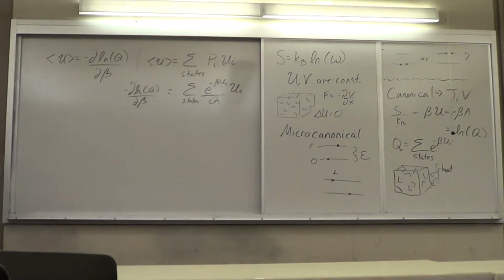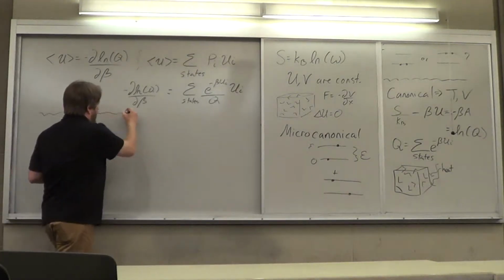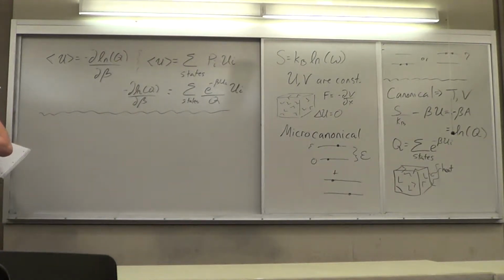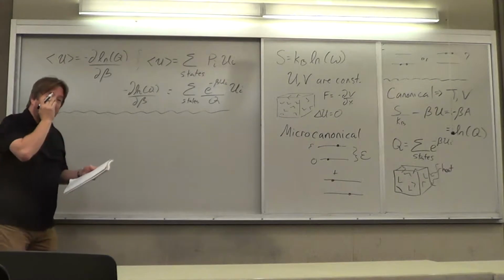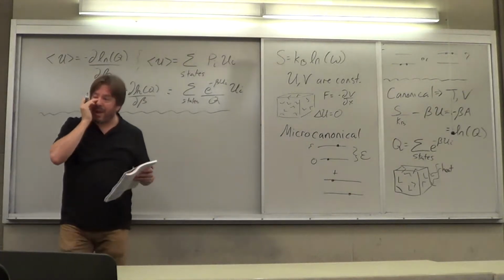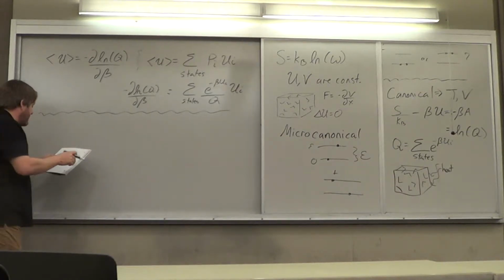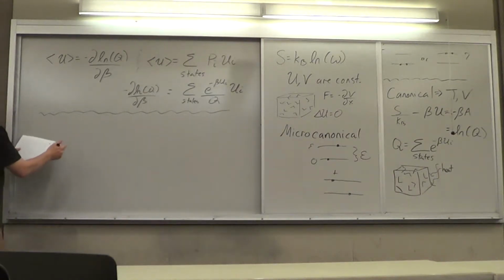Okay, tricks with the canonical. Now let me show you another one. I alluded to this at the end of last time. Physical chemists are not as mathematical as physicists, but you should have some decent level of ability in this regard.